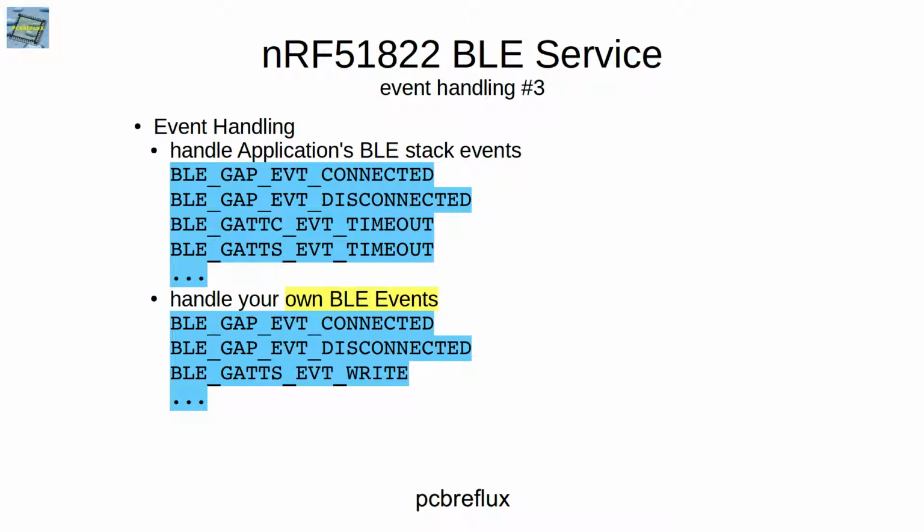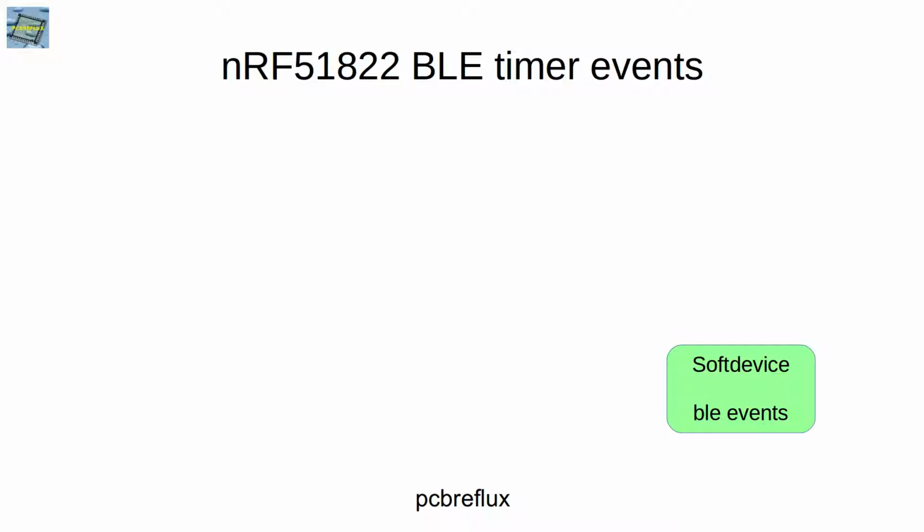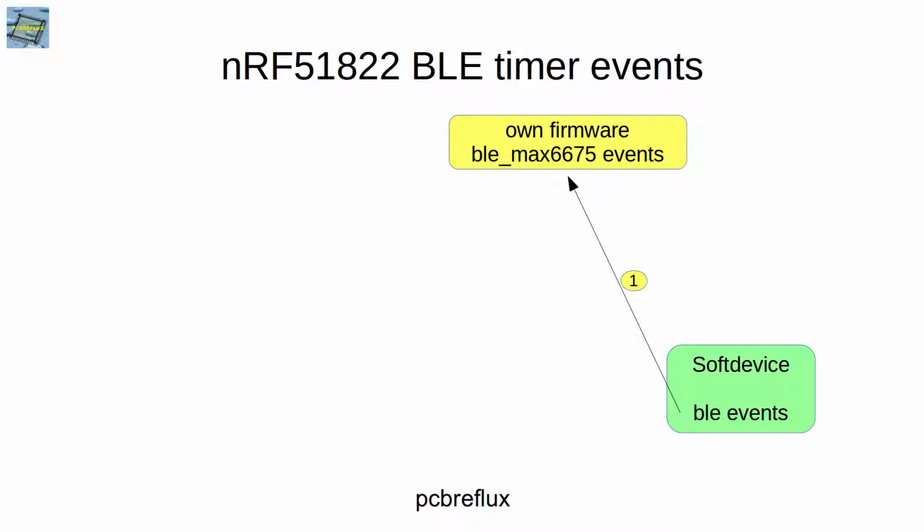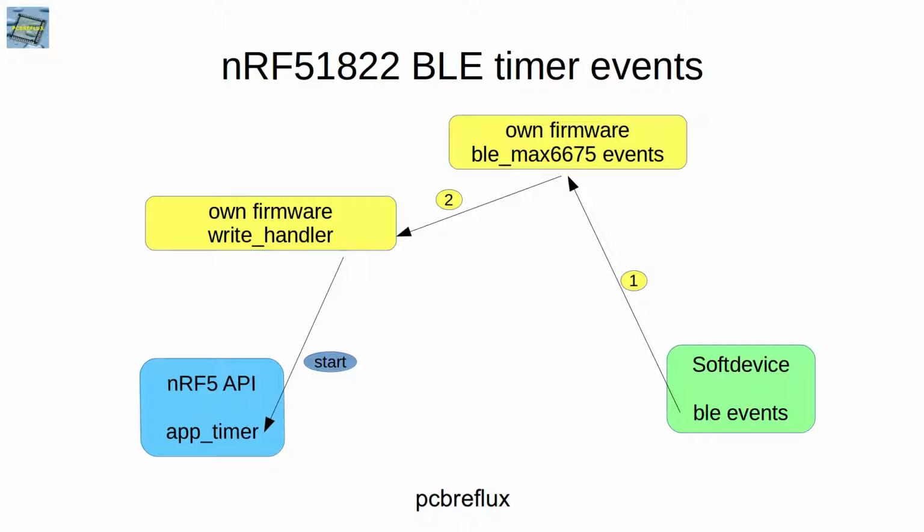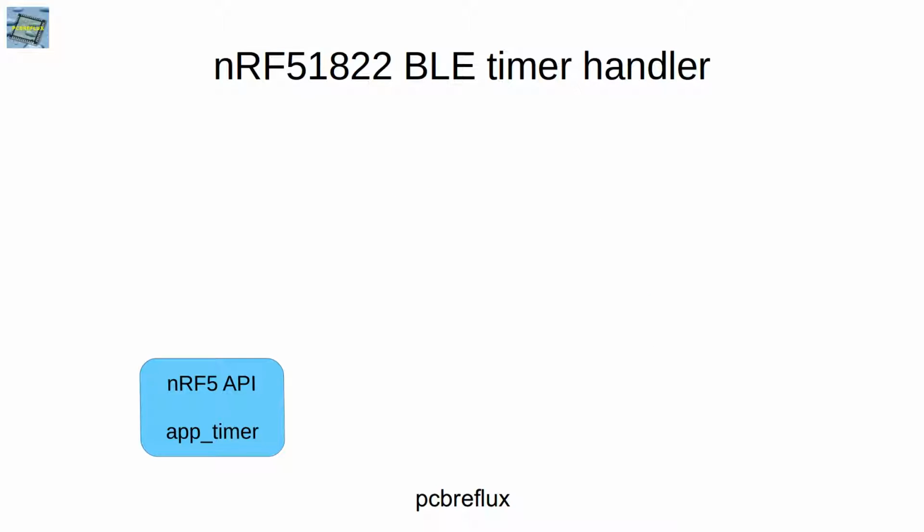and now for our own parts we can handle our own Bluetooth events. Now to our example, if for instance the soft device sends a Bluetooth event for connection and also receives an event to notify the sensor data, then we can start a timer, or if we get an event for disconnection or stopping the notification, then we stop the timer. Now let's have a look at the timer event handling.